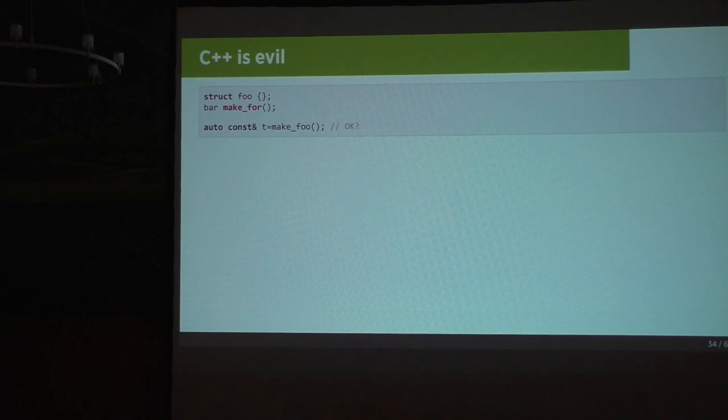This is something I added. I want to show you how evil C++ is. And it has to do with these R values, because they actually rear their ugly head in other circumstances as well. First of all, who thinks that this is okay C++?